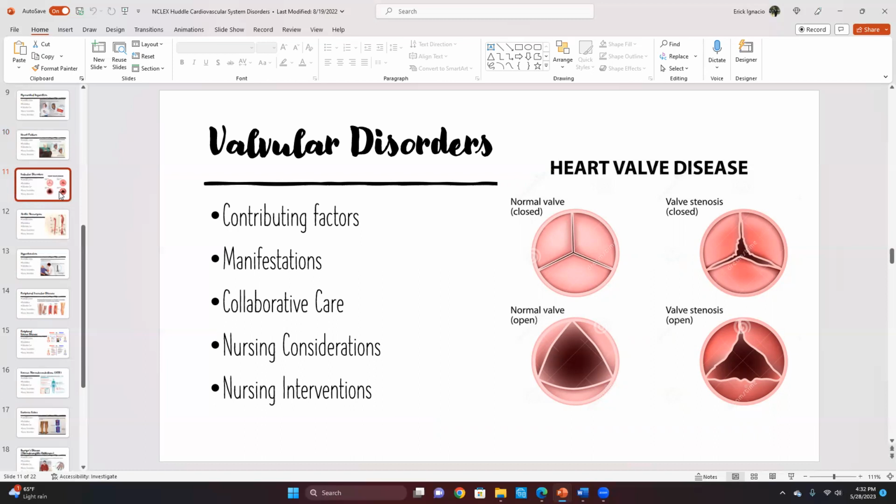Now, if the valves are damaged, if they have stenosis, if they're narrowed, if they're damaged in some way, the blood flow will not just go in one way. There could be backflow of blood, and that is called regurgitation, and that is heard as a murmur. Okay, when we are listening or auscultating heart sounds, that is heard as a murmur.